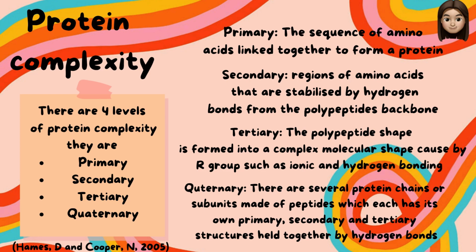There are 4 levels of protein complexity, and they are: primary, a sequence of amino acids linked together to form a protein; secondary, a region of amino acids that are stabilized by hydrogen bonds from the polypeptide backbone; tertiary, a polypeptide shape is formed into a complex molecular shape caused by R groups such as ionic bonding and hydrogen bonding; quaternary, there are several protein chains or subunits made of peptides. Each has its own primary, secondary, and tertiary structures held together by hydrogen bonds.